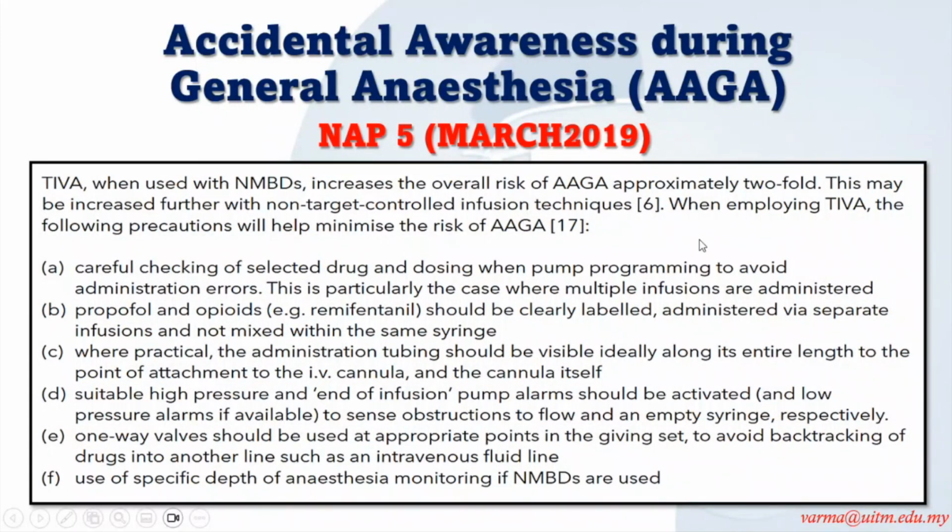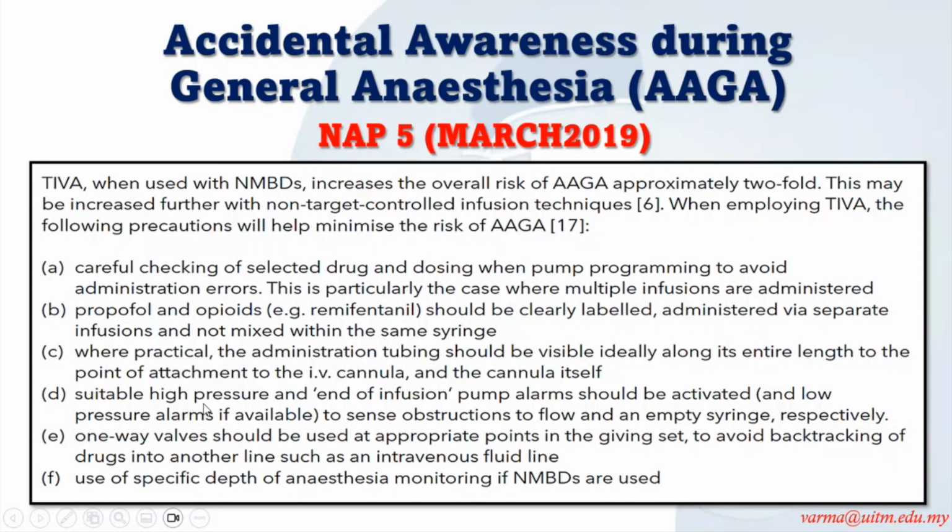You see, if you're using TIVA with neuromuscular blockade, the risk of awareness is high. If you're using TIVA but you're not running TCI, you're using a fixed rate or mass rate infusion, the risk of awareness is even higher. When employing TIVA, the following precautions will help to minimize or mitigate the risk of AAGA. Careful checking: propofol and opioids are clearly labeled, syringes are clearly labeled. Where practical, administration tubing should be visible.